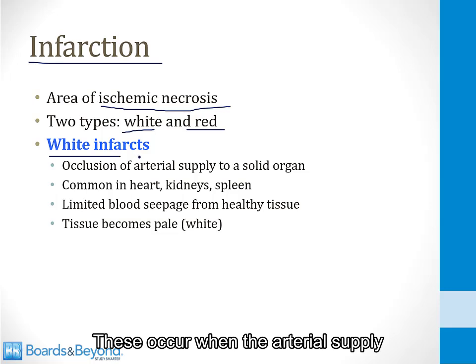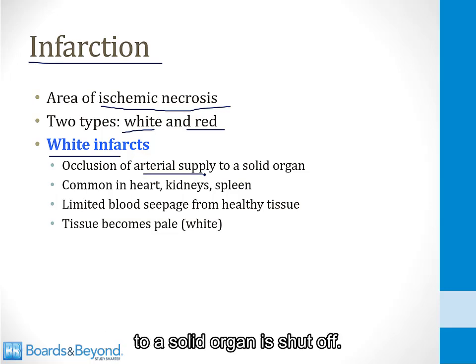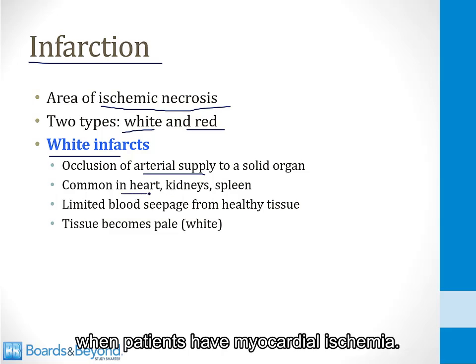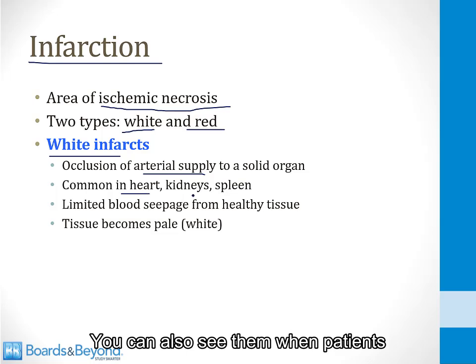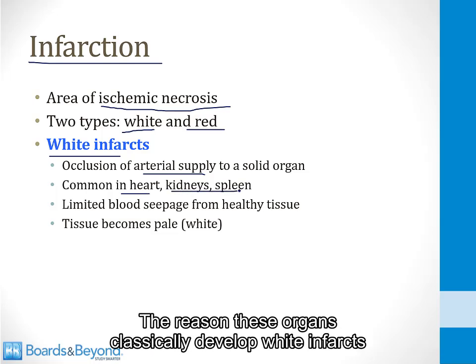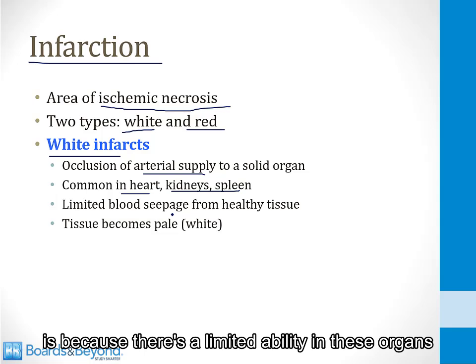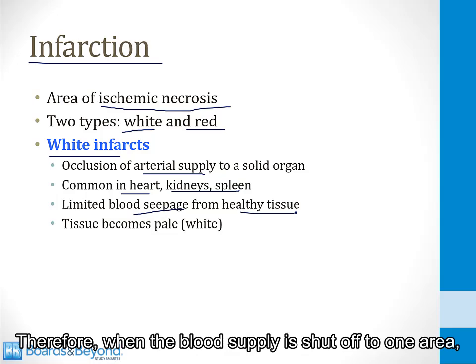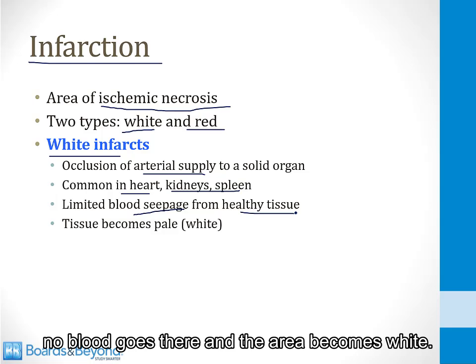These occur when the arterial supply to a solid organ is shut off. These are very common in the heart when patients have myocardial ischemia. You can also see them when patients have ischemic damage in the kidneys or the spleen. The reason these organs classically develop white infarcts is because there's a limited ability in these organs for blood to seep into the damaged area from healthy tissue. Therefore, when the blood supply is shut off to one area, no blood goes there and the area becomes white.